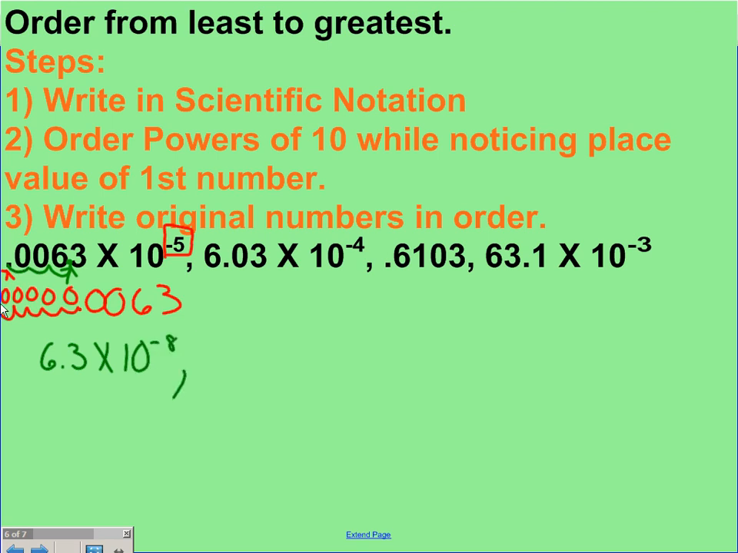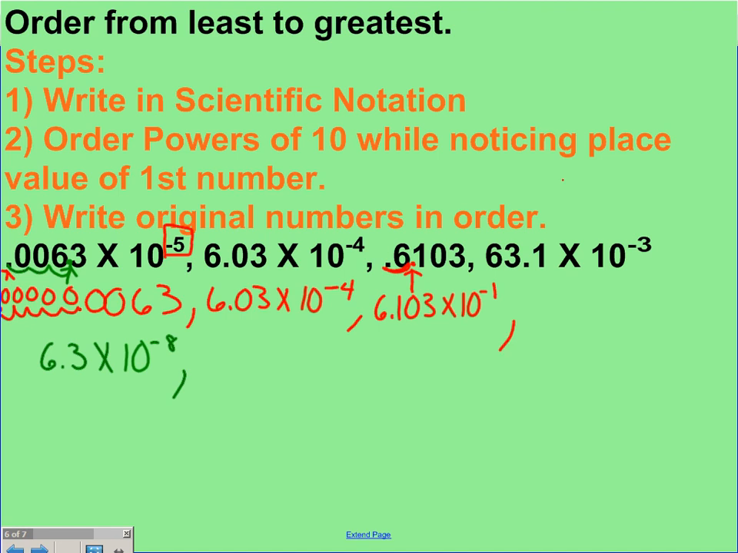This one is already in scientific notation. This one is not. I have to move it. Excuse me, a 6 and a 1. So we have 6.3 times 10 to the negative. We have to move it 1 place, so that would be a negative 1. We know that negative exponents go along with numbers that are less than 1 whole.